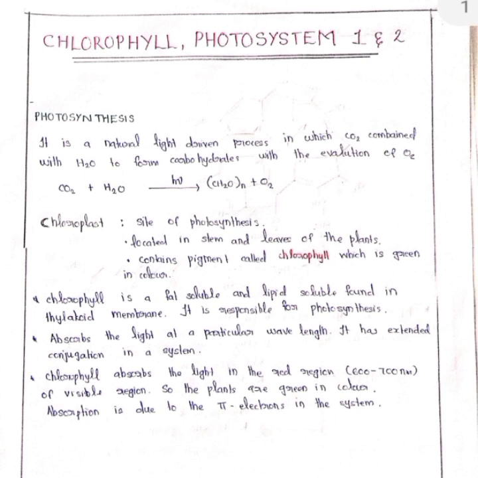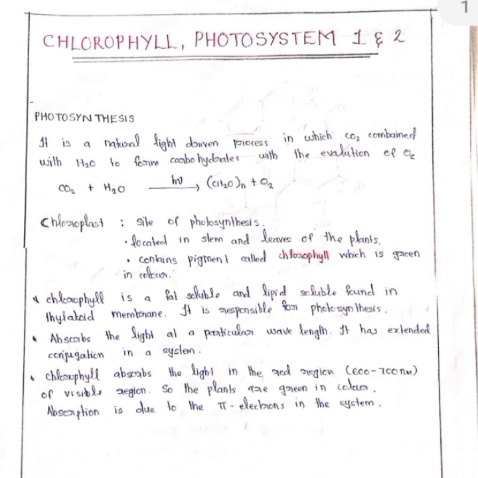The site of photosynthesis is the chloroplast. Chloroplasts are located in the stem and leaves of plants and contain a pigment called chlorophyll, which is green in color. Chlorophyll is fat-soluble and lipid-soluble and is found in the thylakoid membrane. It is responsible for photosynthesis and absorbs light at particular wavelengths. It has an extended conjugated system.